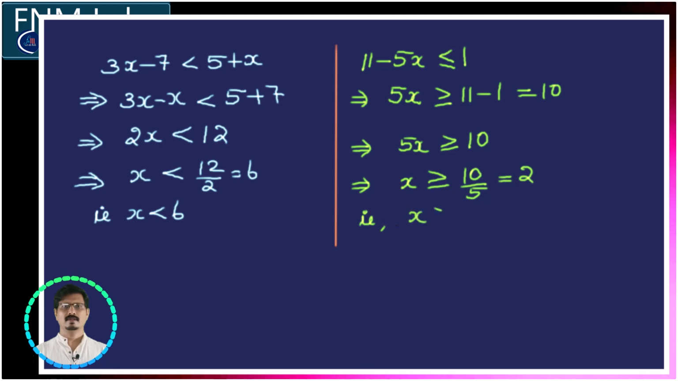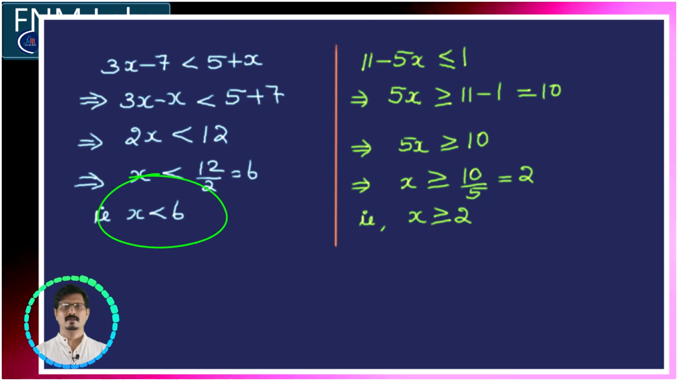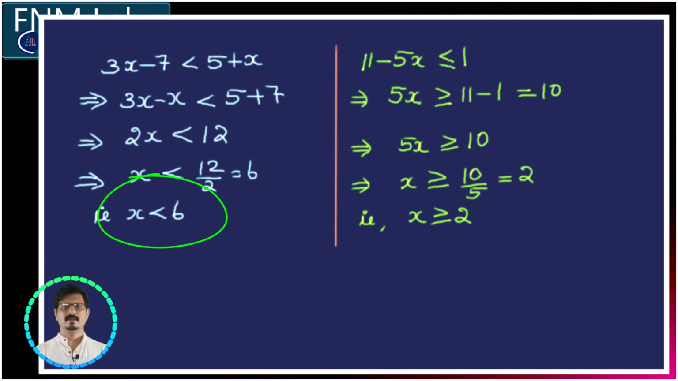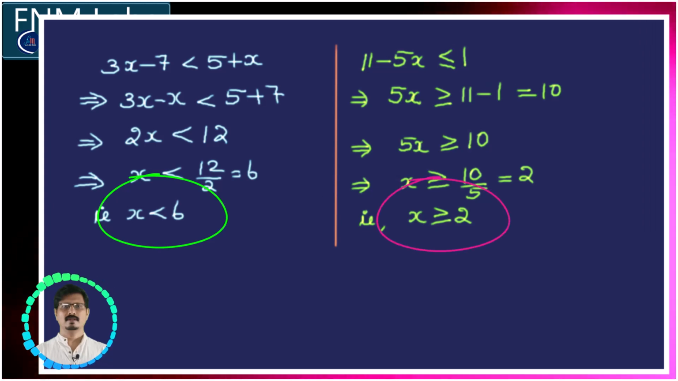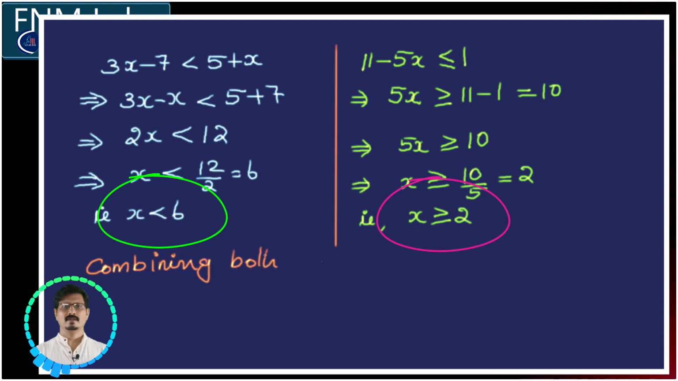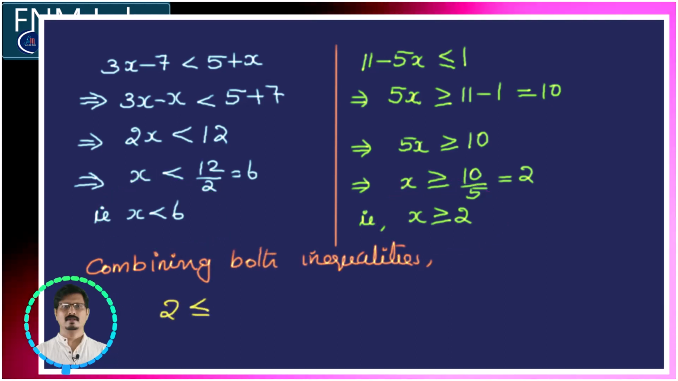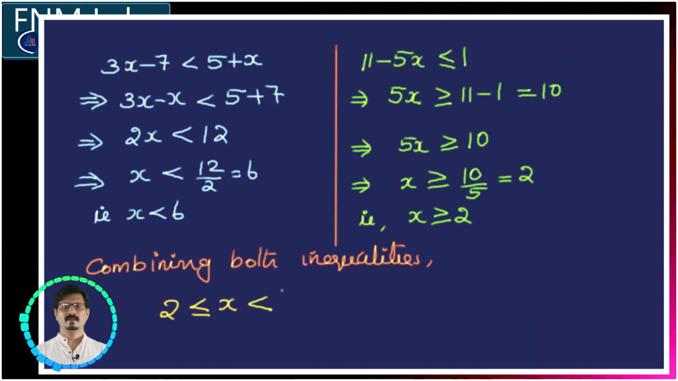Now combining both inequalities, the first one says x takes values less than 6, and the second inequality says values of x should be greater than or equal to 2. Then combining these two inequalities, we get 2 less than or equal to x less than 6. That means x must be between 2 and 6, and it can take the value 2 also. So the lower limit 2 is included, but the upper limit 6 is excluded.